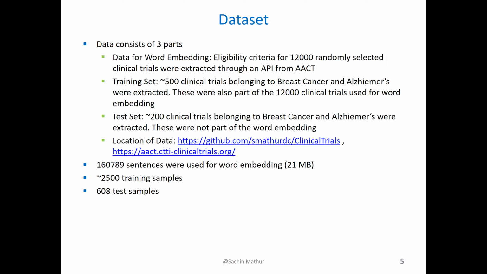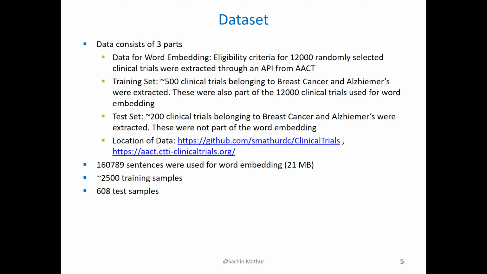The data set consists of three parts. The first one is data for word embedding. This is eligibility criteria from clinical trials. 12,000 were randomly selected, and this consisted of all kinds of different diseases. These were all extracted using RStudio, connecting R with an API from AACT.